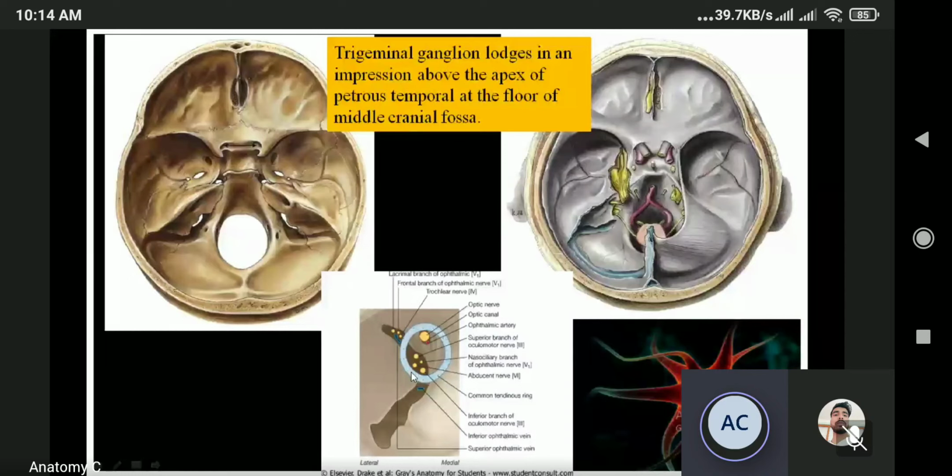Now in the orbit, during theory class and practical class, you will see the lacrimal nerve, frontal nerve, and the nasociliary. All of this is seen there. So all will enter into the orbit.